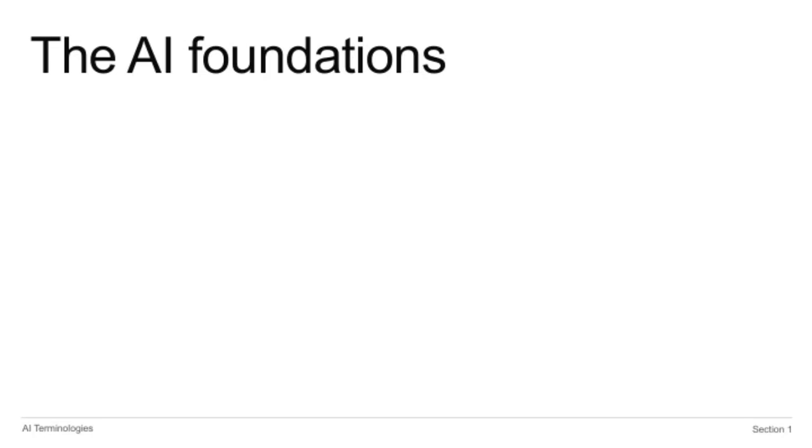Let's dive into Section 1, which focuses on AI terminologies and the foundations of AI. Understanding these key concepts is essential because they form the backbone of everything we do in this field. When we talk about AI foundations, we're really referring to the basic building blocks that enable machines to simulate human intelligence. This includes things like algorithms, data processing, and learning models. By grasping these fundamentals, you'll better appreciate how AI solutions are developed and how they evolve over time.